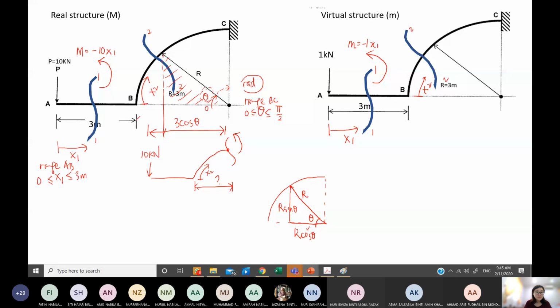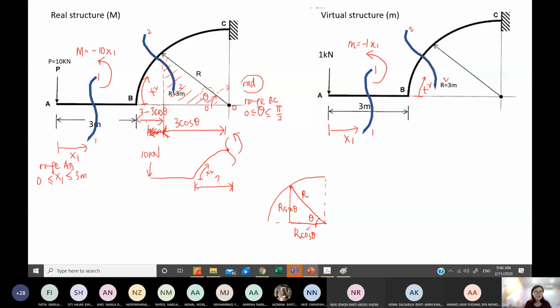So how about here? Sorry, this one is not. It is R minus 3 cos theta. Thank you very much. Because you know that the whole thing from B to O is R, the radius. B to O is 3 meters. But you have calculated that from this arrow it is 3 cos theta. So here will be 3 minus 3 cos theta.